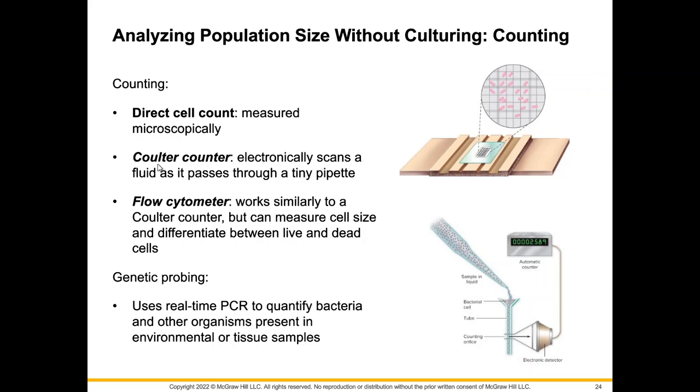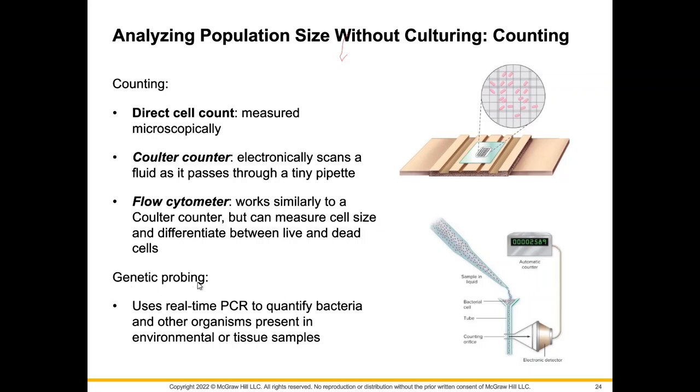There's a cell counter. These are pretty neat. They electronically scan a fluid as it passes through this tiny pipette, so it can utilize electrical signals to count the cells. Flow cytometry is pretty popular. It works similarly, but it can measure cell size on top of counting them, so we can differentiate between live or dead cells or even cell types.